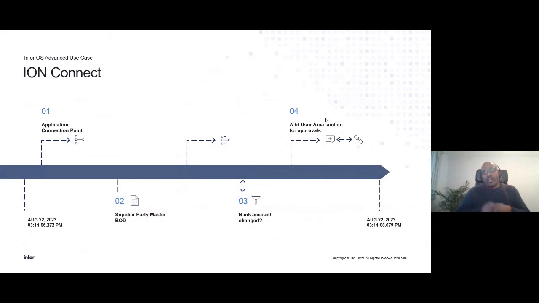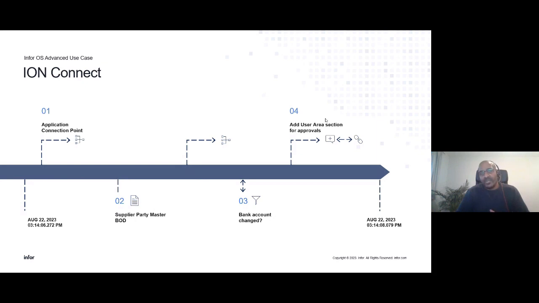So the board is published, and then it's consumed by an application connection point. We're going to review this from left to right, and they are numbered. So 01 at the top is left to right again. The application connection point is an adapter that is basically polling for these boards that are being published from LX, and then it picks it up and it says, okay, 02, which has got the supplier party master, a supplier party master board.